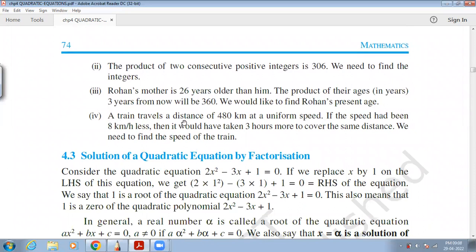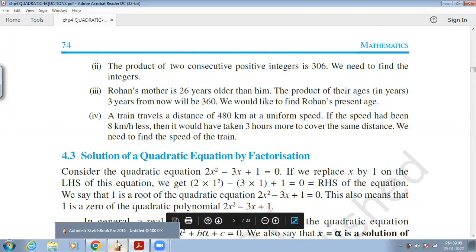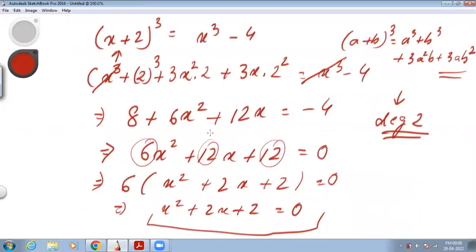The last one says that a train travels a distance of 480 km at a uniform speed. If the speed had been 8 kilometers per hour less, then it would have taken 3 hours more to cover the same distance. We need to find the speed of the train. So in this case, 480 kilometers, if the speed had been 8 kilometers per hour less, then it would have taken 3 hours more to cover the same distance, as it says. All right. So first, how do you find the equation here?